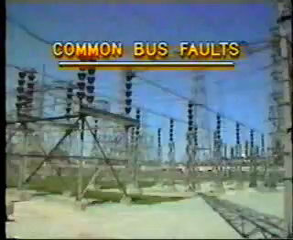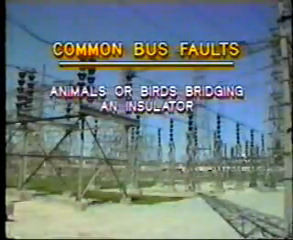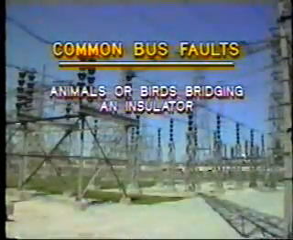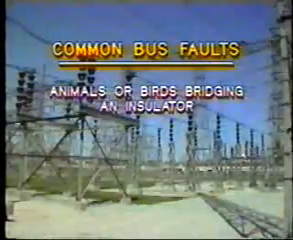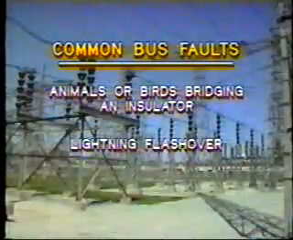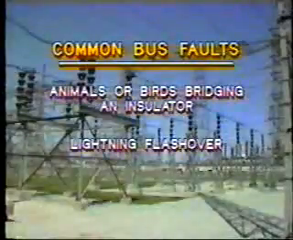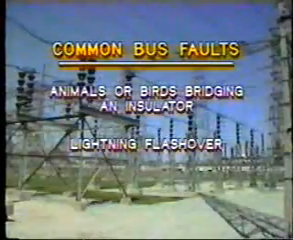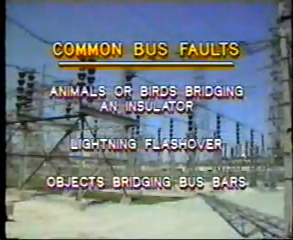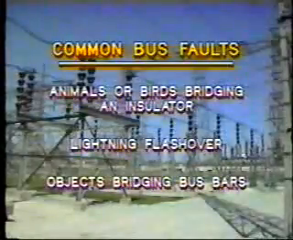Common types of faults that can occur on a bus are: 1. Animals or birds bridging across an insulator to ground. 2. In outdoor substations, lightning flashover, perhaps leading to insulator breakdown. And 3. Flying objects bridging across the bus bars. In actual fact, faults rarely occur on buses, but if a fault does occur, then it must be cleared as quickly as possible because of the potential for extensive damage to equipment.